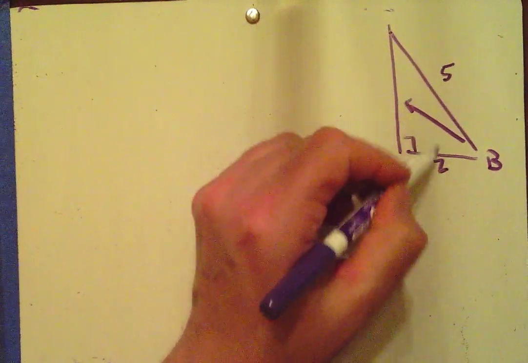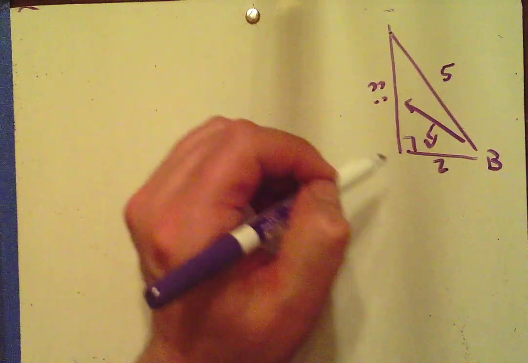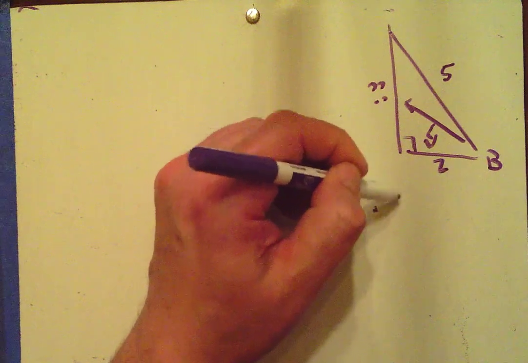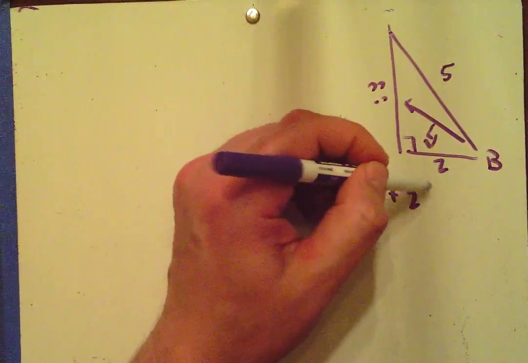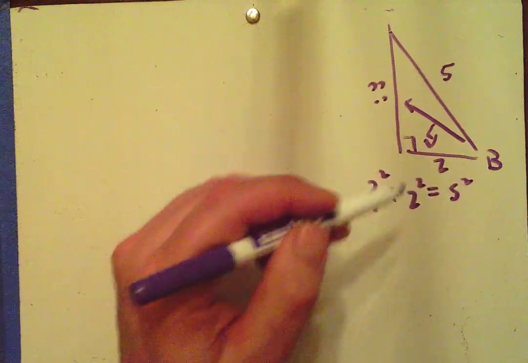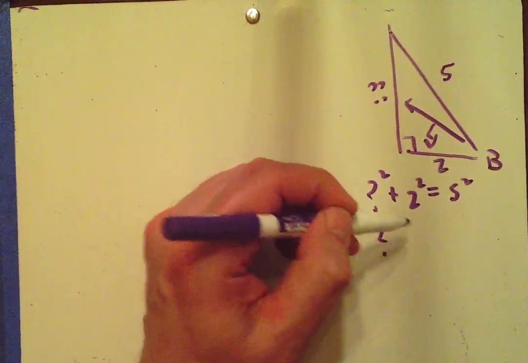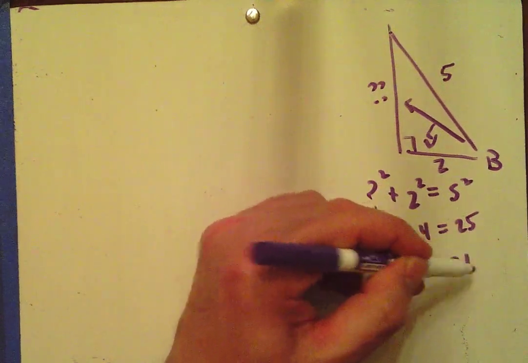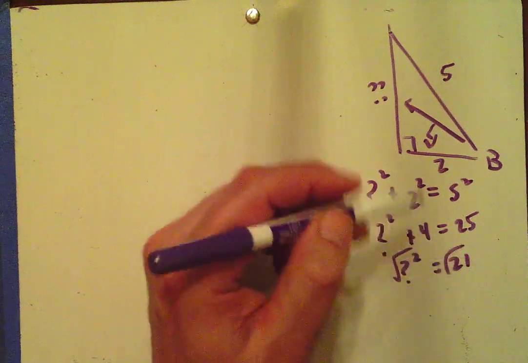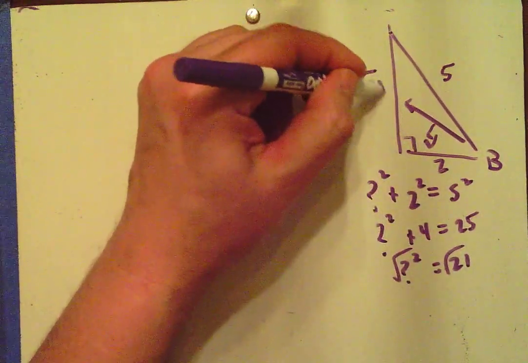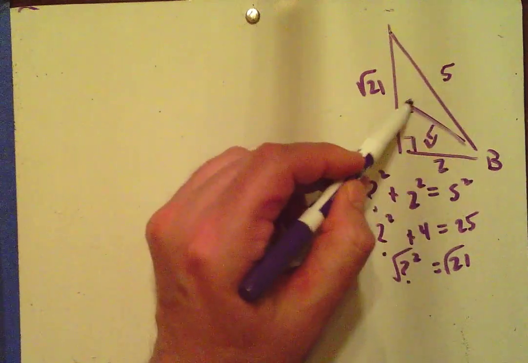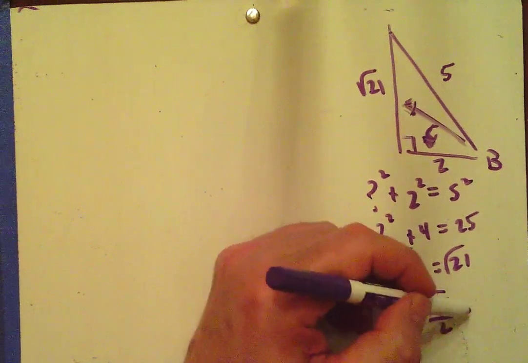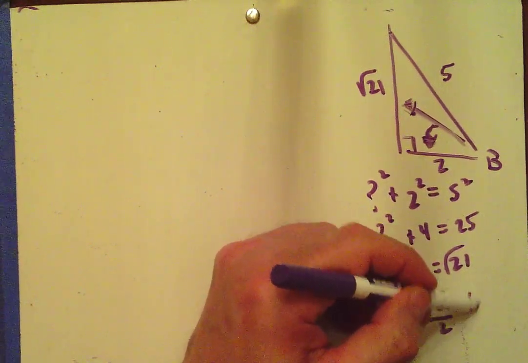Well, we know tangent is opposite over adjacent, so I have to find that missing side. And the way I find a side in a right triangle is the Pythagorean theorem. Question mark squared plus 2 squared equals 5 squared. Question mark squared plus 4 equals 25. Question mark squared is 21. And so when I take the square root of both sides, I see that it should be root 21. Therefore, the tangent, opposite over adjacent, should be root 21 over 2, and that corresponds with choice F.